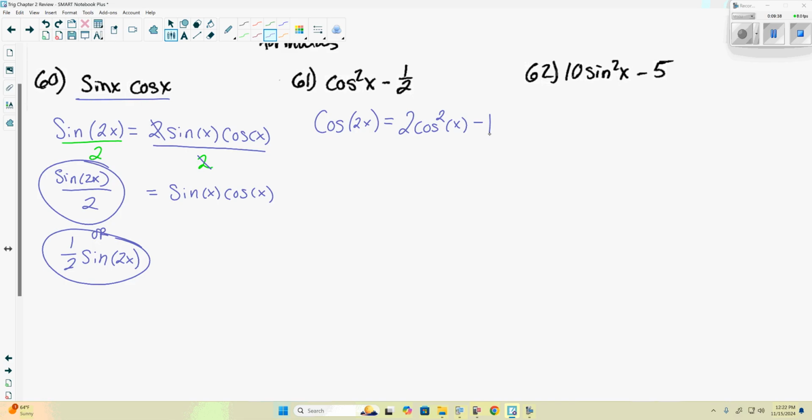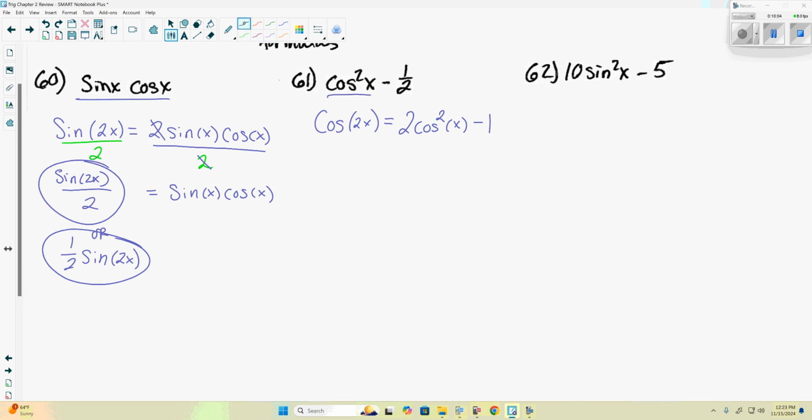And the reason we're going to use this one here is because there is no sine squared. Cosine of 2x is equal to cosine squared minus sine squared, or cosine of 2x is equal to 2 cosine squared minus 1, or the other one, cosine of 2x is equal to 1 minus 2 sine squared. This one here is the only one that has cosine squared, and since we don't have sine, we're looking at this here.